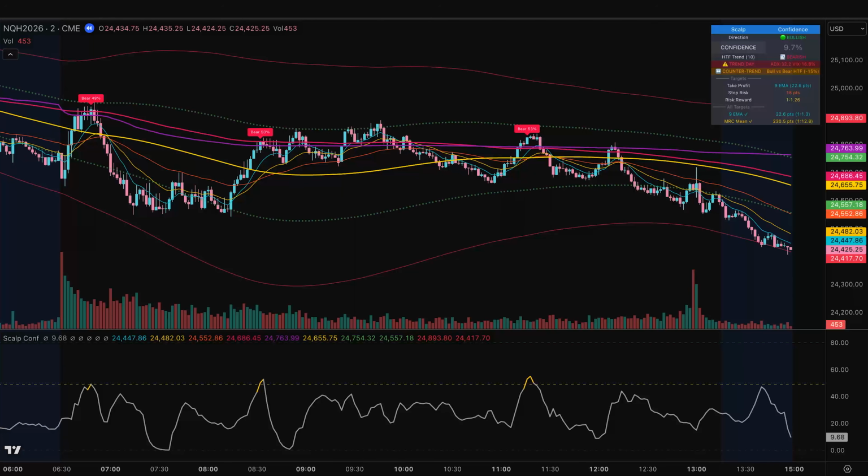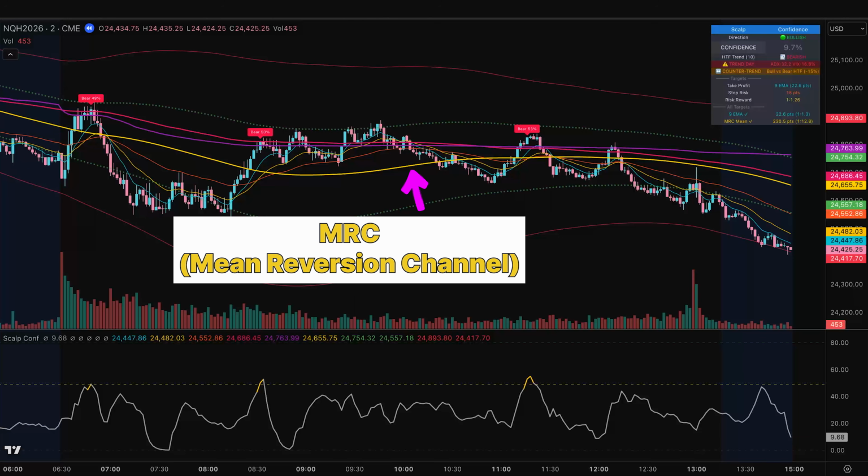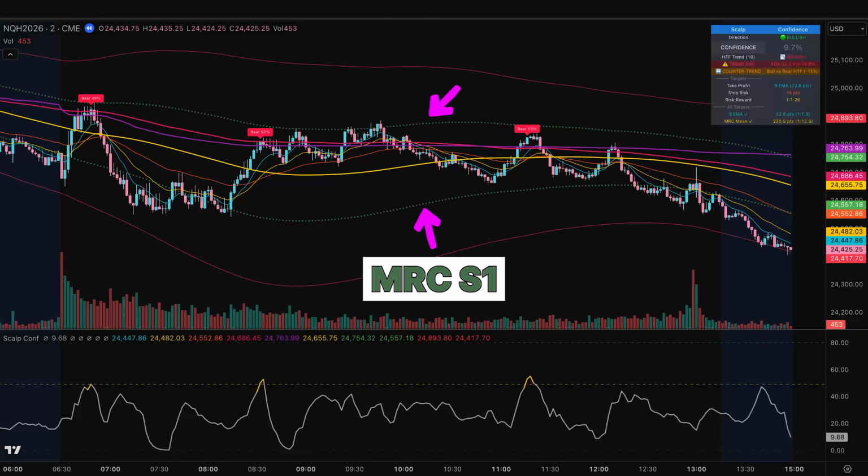The trend lines you see here on the chart are the following. The blue line is the 9 EMA. The thin yellow line is the 20 EMA. The thin orangish line is the 50 EMA. The thick red line is the 200 EMA. Purple line is VWAP. The thick yellow line is the MRC mean. The dotted green lines are 1 standard deviation of the MRC. And finally, the thin red lines are 2 standard deviations of the MRC.